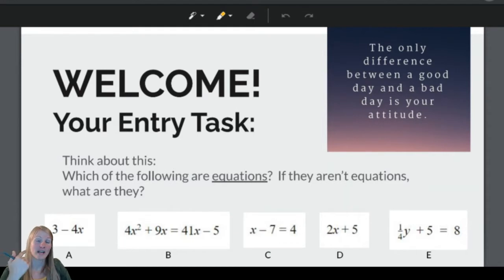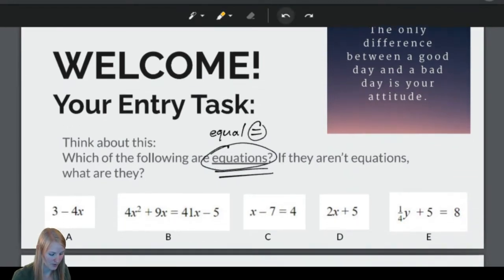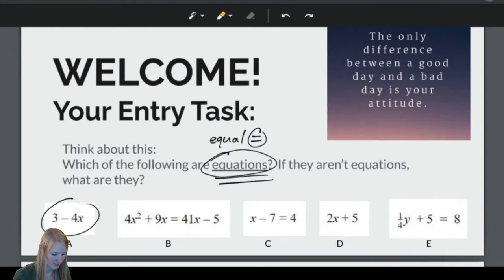So, when I see the word equation, and I've underlined it because when I think of the word equation, I think of the word equal. Equation, equal. So, if we have an equation, we must have an equal sign. If you don't have an equal sign, well then you don't have an equation. So, this is not an equation because there's no equal sign there.